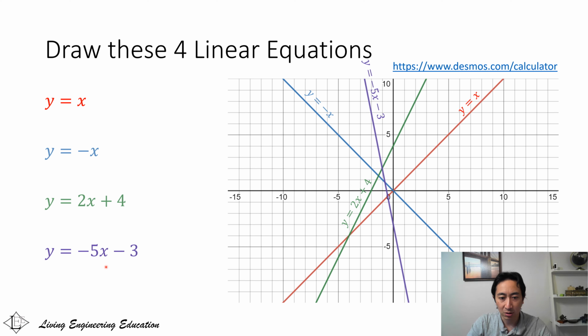Finally, we look at this purple line. We have a negative slope, negative 5. So it's even steeper, but in the negative direction. And the y-intercept is negative 3, which it crosses right there, negative 3. So you can see how the change in slope and the change in the y-intercept affect the drawing of your line.